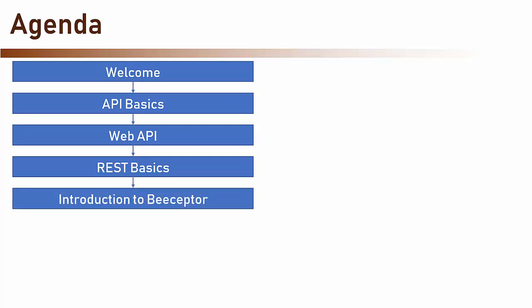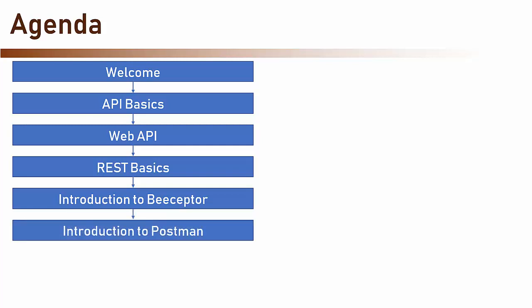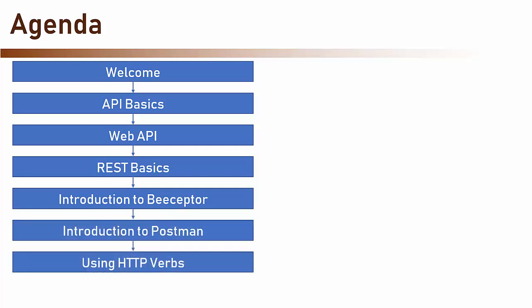Then we will have some introduction to our mocking tools. First is the Bceptor, and after it, Postman. After that, we will dive into the REST specifications. We will understand what an HTTP verb is and how to use the correct HTTP verbs.